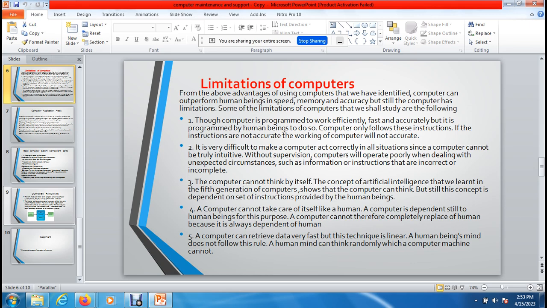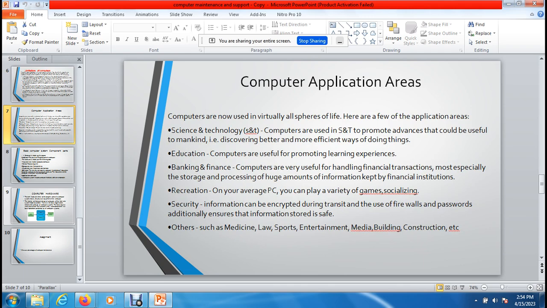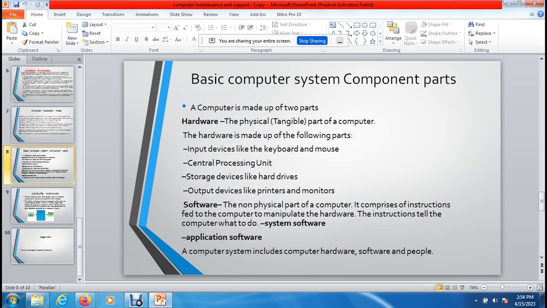We have looked at the advantages and disadvantages of computers. We are going to look now at the application areas where computers are used, and I just outlined them: in science and technology, in education, banking and finance, recreation, security, and other fields. So those are the application areas where computers are used.